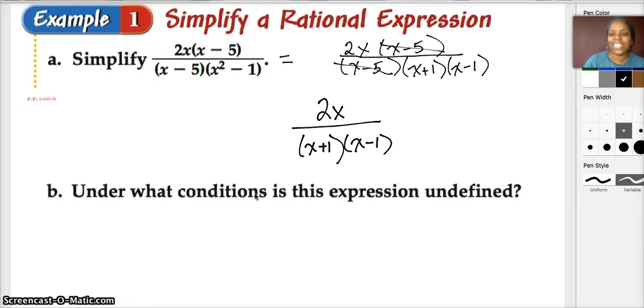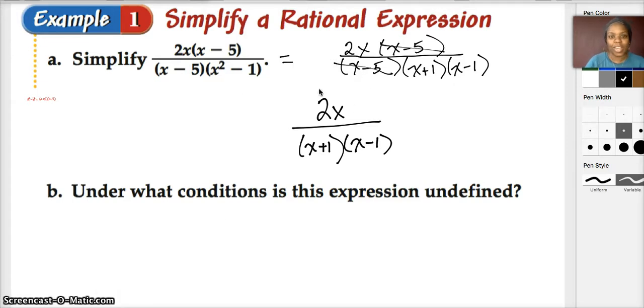This next question is interesting. It says, under what conditions is this expression undefined? We know that things are undefined when we divide by 0. So we have to consider not just our final expression, but what happened before. Because if this was a 0 in the denominator and a 0 in the numerator, we cannot cancel them. That's not okay because we don't divide by 0.